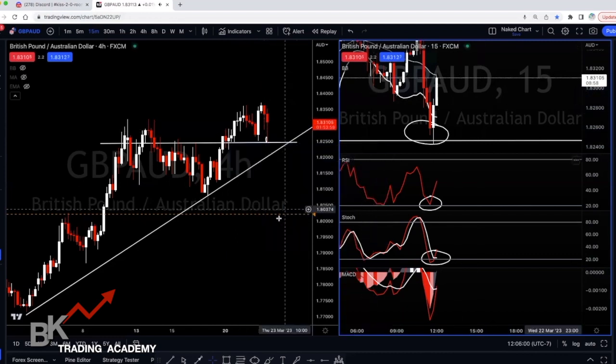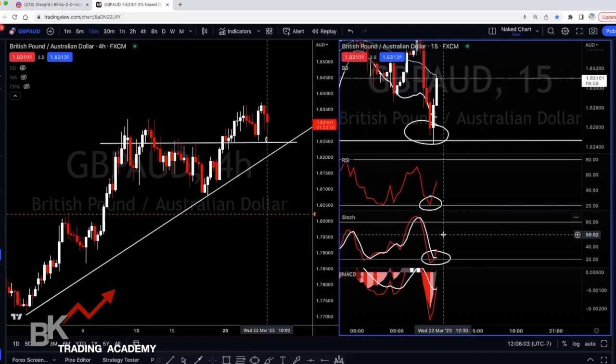Okay, I'm getting an alert on US 30. But look at this. This is how powerful this strategy is. And all you have to do is practice it and practice it and practice it.